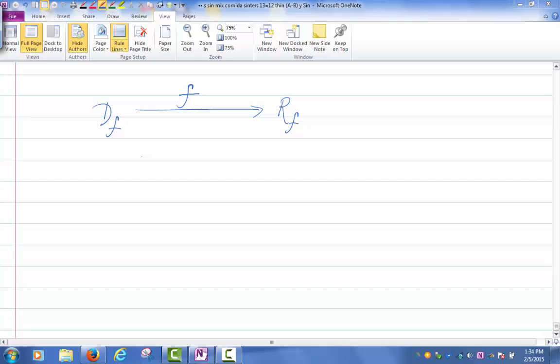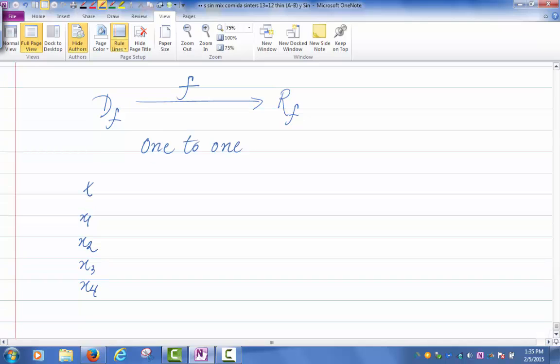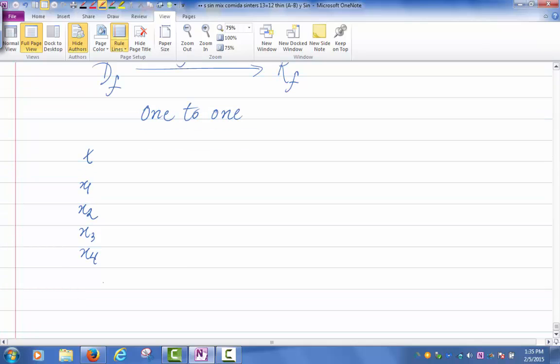And we are going to assume that f is one-to-one, okay? So it's a one-to-one function, and once again, what that means is that if I write down the domain of f in one column, let's say the domain values are x1, x2, x3, x4, dot dot dot, and let's say I have the corresponding range values, so let's denote them by y1, y2, y3, y4, dot dot dot.